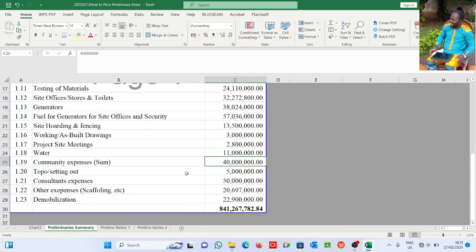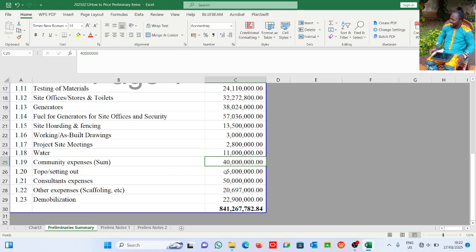Community expenses. Now, you need to plan as you're planning your preliminaries. You need to have a foresight for the communities you are going to work in and the people there. Otherwise, by the time you get to that site, it will become a shock. They'll tell you they have a king, the king has a queen, the queen has a cousin, and you are going to settle all of them. So you need to make provision for them.